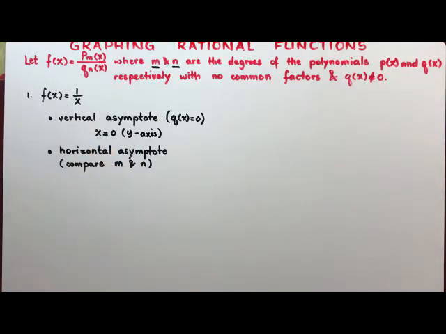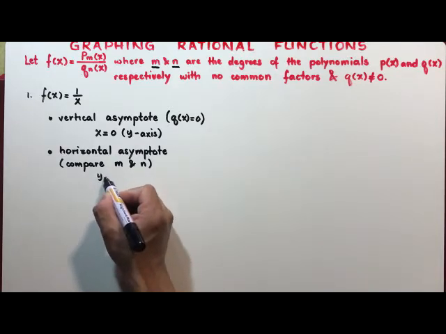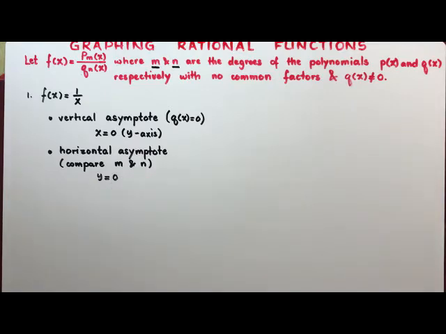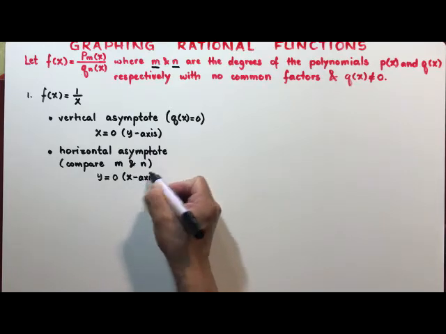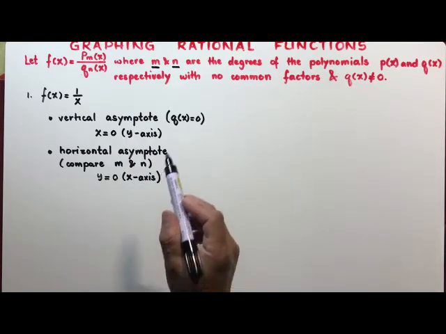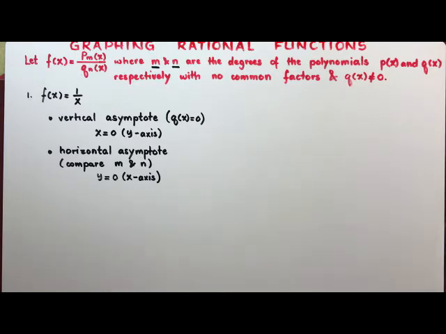As you can see, our numerator has degree 0 and the denominator has degree 1 in this given function. Since the degree of the numerator is less than the degree of the denominator, it's automatic that our horizontal asymptote is y is equal to 0. In other words, our horizontal asymptote is the x-axis. Now that we have the vertical asymptote and the horizontal asymptote, we need to plot some additional points near the points of interest in order to determine the behavior of the function.